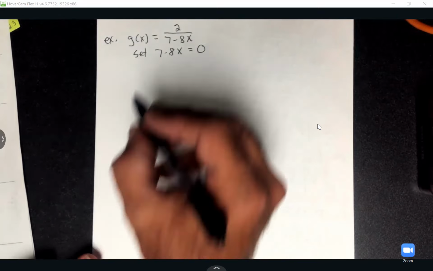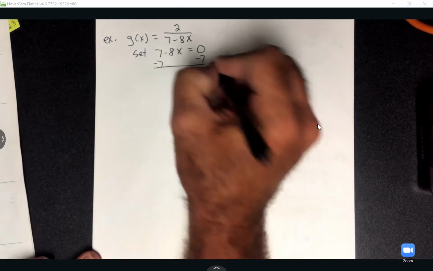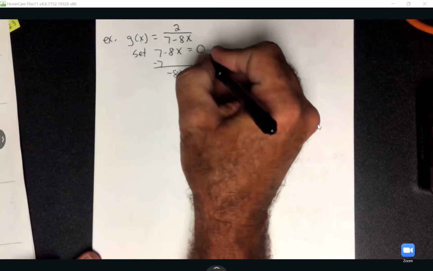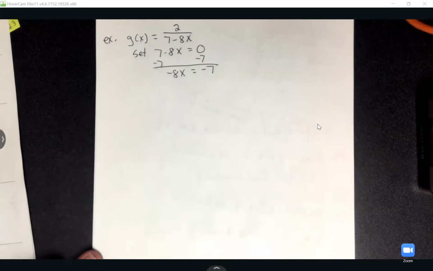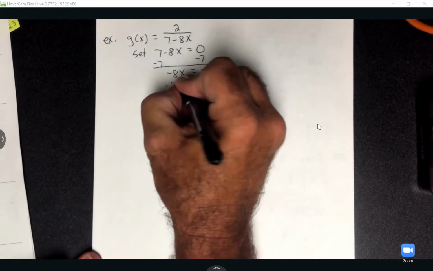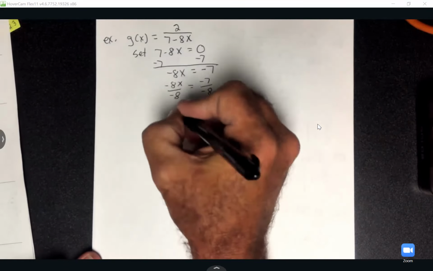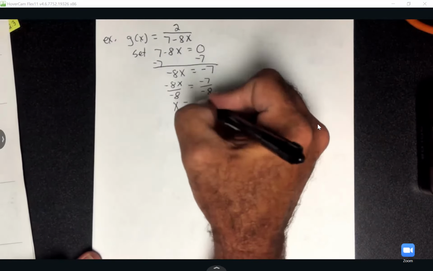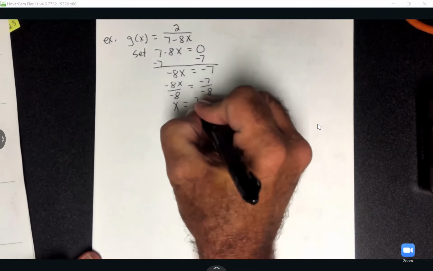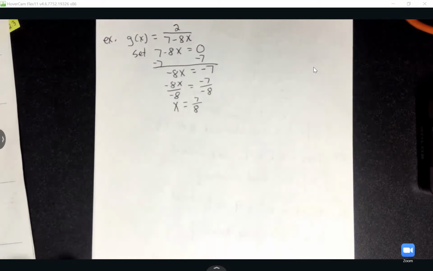All right, so let's solve this. We're going to subtract 7 and move it over. That'll give me the negative 8x equal to negative 7. Divide both sides by negative 8. And y'all, once again, all these negatives are canceling, making this a positive. And I can't do anything with that, so I'm going to leave that as a positive 7/8.